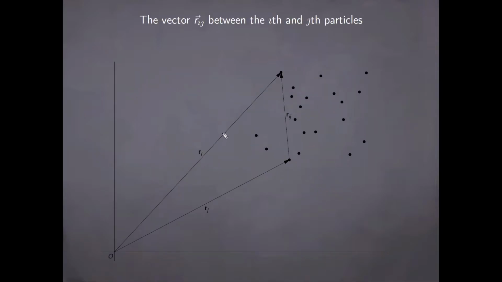As an illustration, if we consider the same system of particles with respect to some origin O, if we have the radius vector Ri of particle I and the radius vector Rj of particle j, then their relative vector Rij lies along the line joining the two particles and is directed towards the particle I.